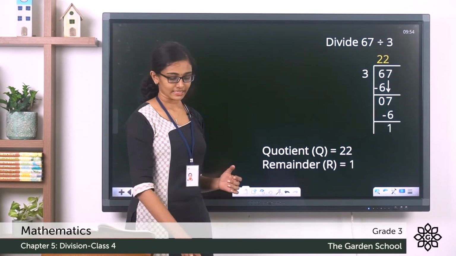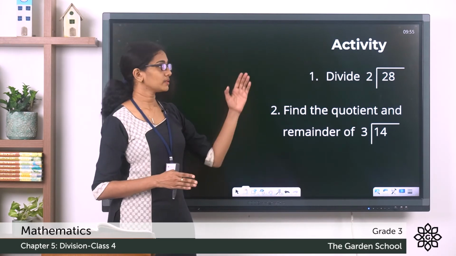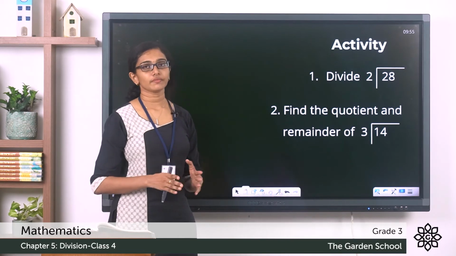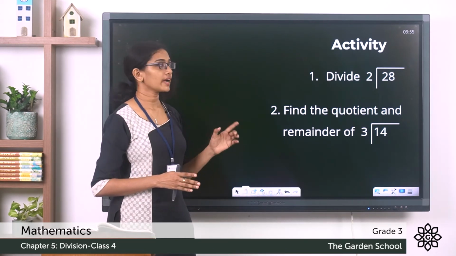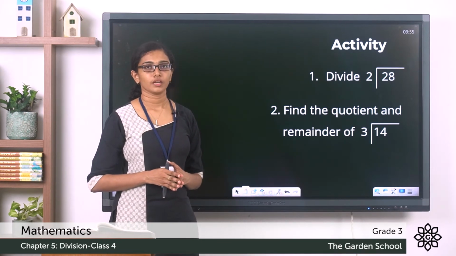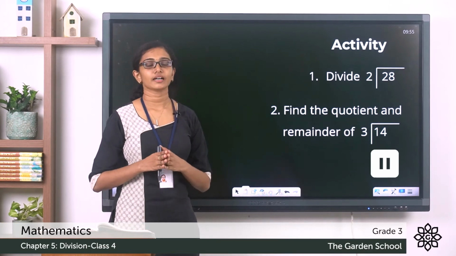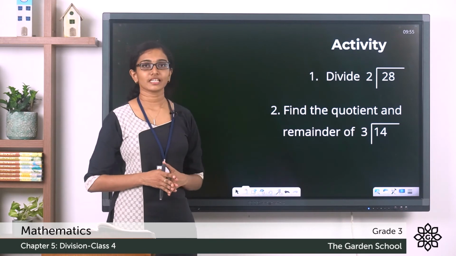Now let's do one activity. All of you please take your maths notebook and note down these two questions. The first one, divide 28 by 2, and the second one is find the quotient and remainder of 14 divided by 3. You may pause the video, finish the two questions and come back. Hope you are done with the questions. Now let's discuss the solution.